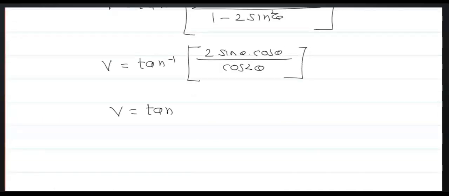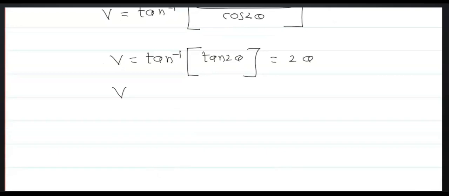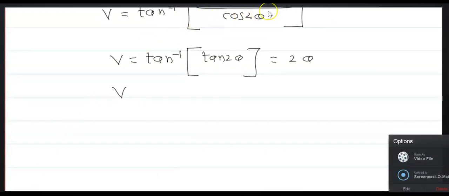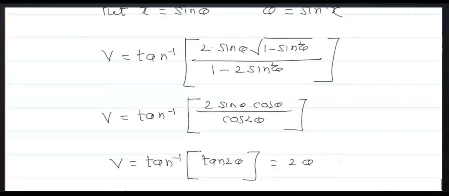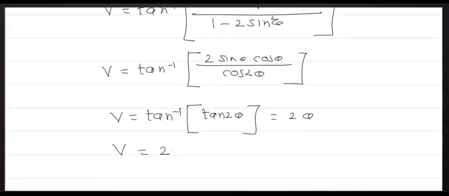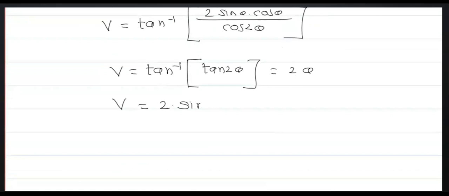Now again this is very interesting: v is equal to tan inverse of tan of 2 times theta. 2 sin theta into cos theta means what? Sin of 2 times theta, and sin of 2 times theta upon cos of 2 times theta is tan of 2 times theta. Tan inverse of tan of 2 times theta is equal to 2 theta, and therefore v is equal to 2 sin inverse of x.